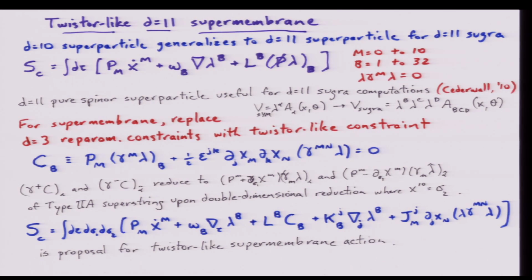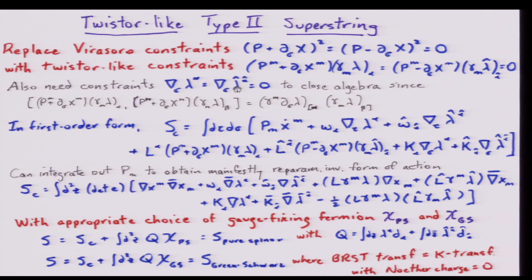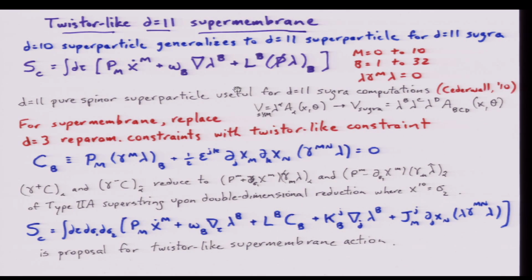And this is related to the 3 form of supergravity. Now it turns out that the constraints, the Virasoro constraints, which were written in twistor-like form in terms of P, can now be written in terms of the 11-dimensional pure spinors. Under double dimensional reduction, the 32 components reduce to the left and right moving twistor-like constraints we had for the superstring. And this turns out to be the analog of the twistor-like action for the supermembrane.